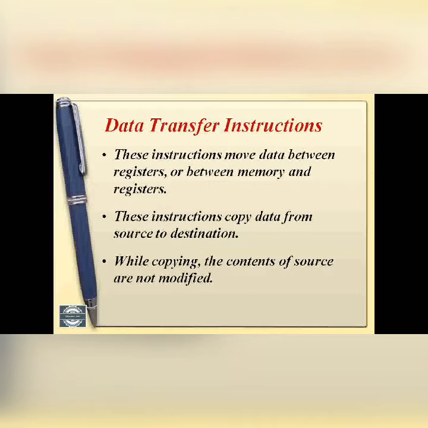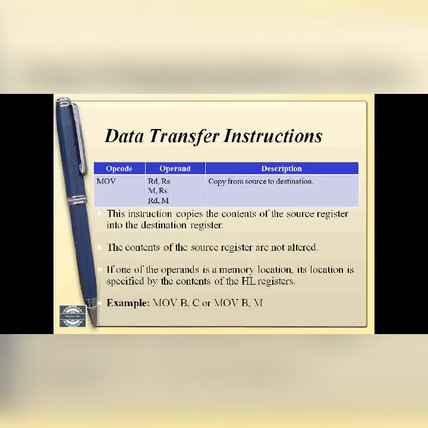The condition flags are not affected by any instruction in this group. These instructions transfer data between registers and memory. Generally, while copying content from the source, the source is not modified. These are called data transfer. The first one coming is MOV.